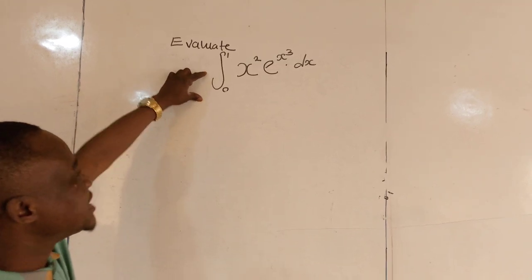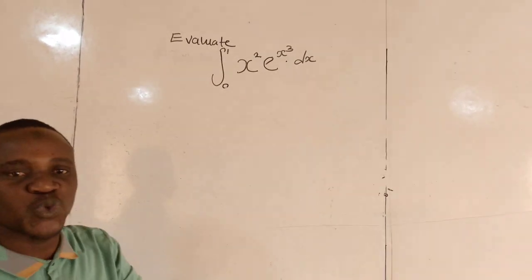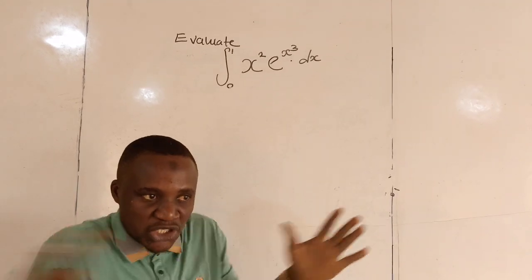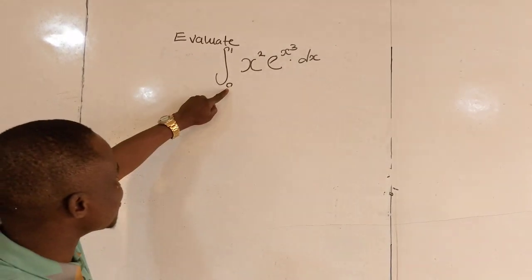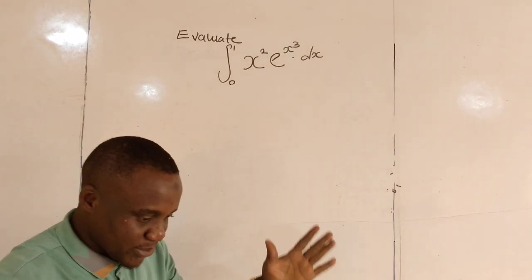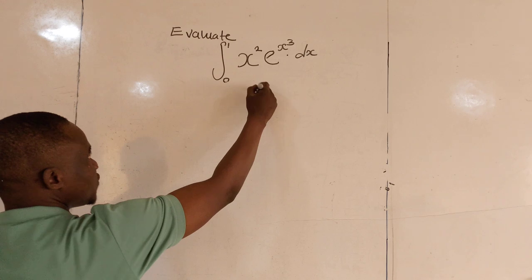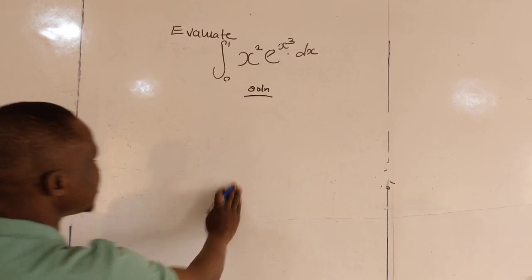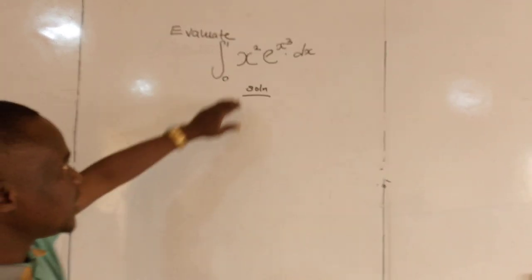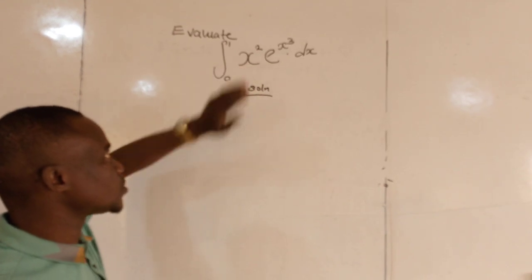definite integral, because we're giving a range. It ranges from 0 to 1. We're giving the limit, the range, right? And if you see a question like this, you can apply integration by substitution.